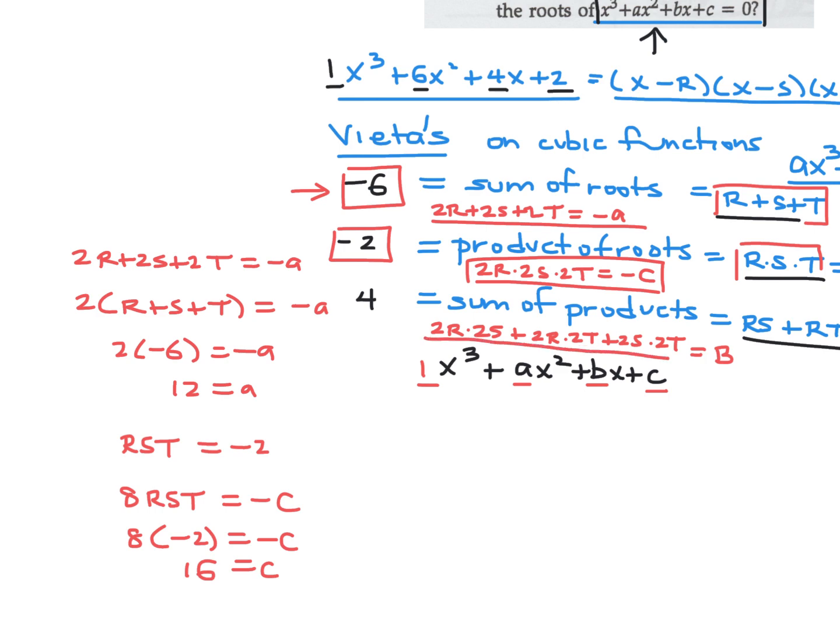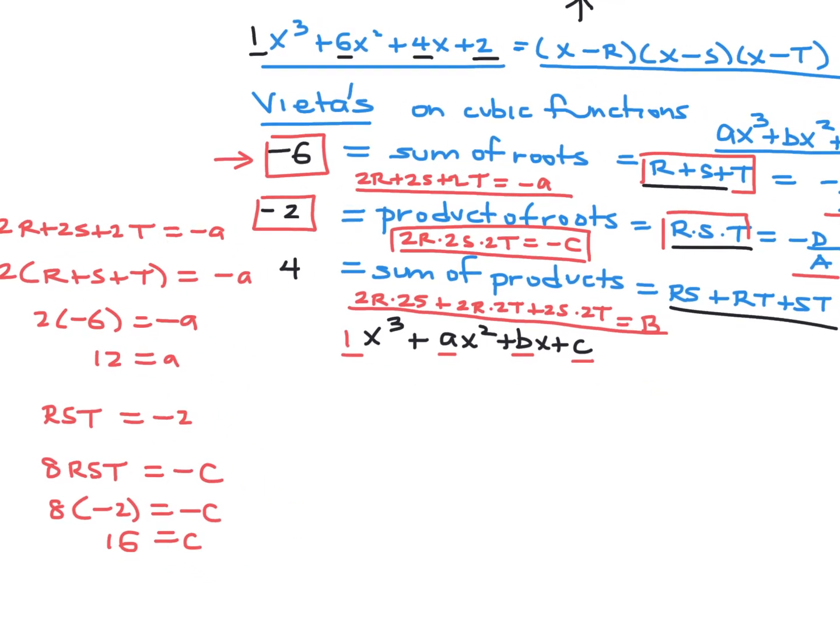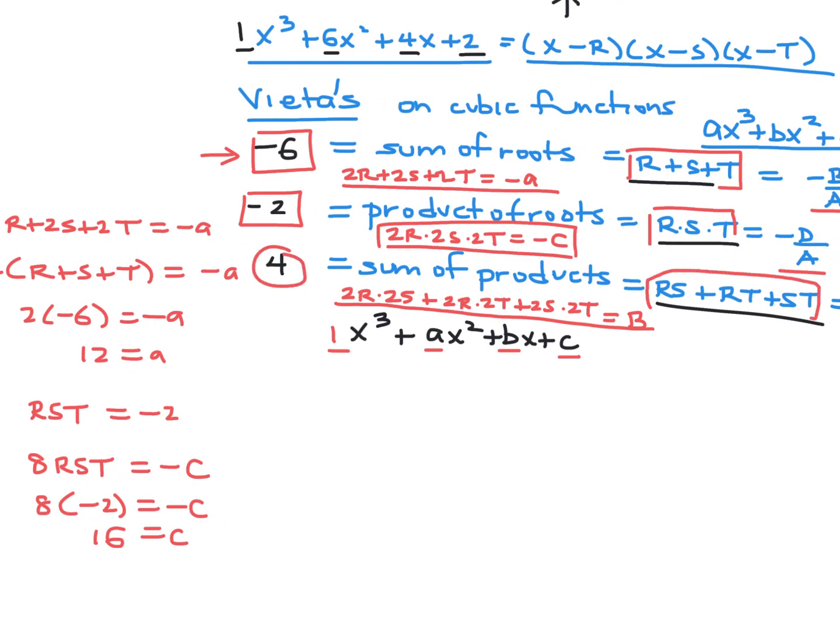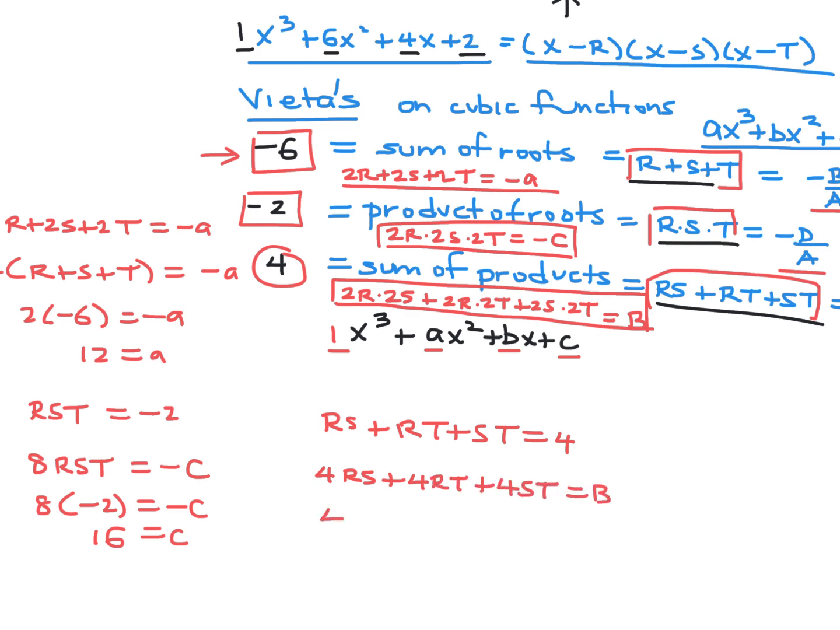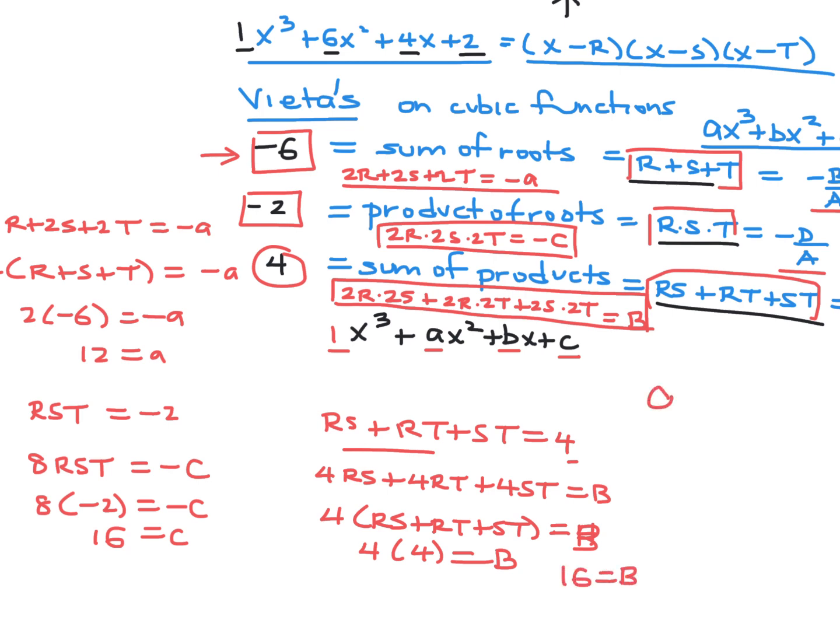And then finally, of course, we're going to use this one, and then this one, that one being equal to 4. So rs plus rt plus st is 4, but then this tells me that that's 4rs plus 4rt plus 4st is equal to b. Factor out the 4 and you'll just get rs plus rt plus st, and this is equal to 4, so just sub that in, and therefore b is equal to 16. Okay, so therefore finally our triple a, b, c is 12, 16, 16.